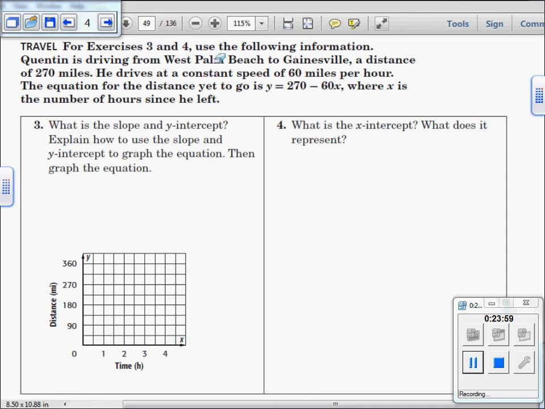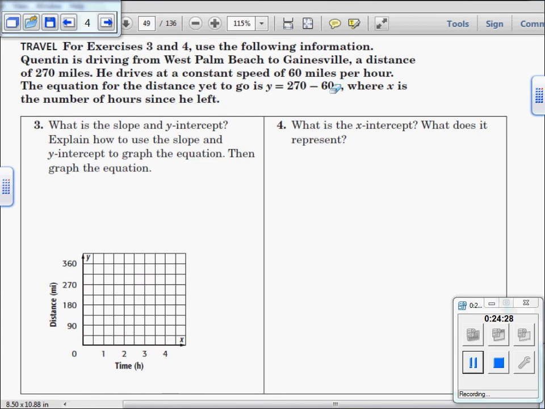Alright, so this question is all about traveling. It says, for exercises 3 and 4, use the following information. Quentin is driving from West Palm Beach to Gainesville, a distance of 270 miles. He drives at a constant speed of 60 miles per hour. The equation for the distance yet to go, meaning how much further he has to go, is y equals 270 minus 60x, where x is the number of hours since he left.